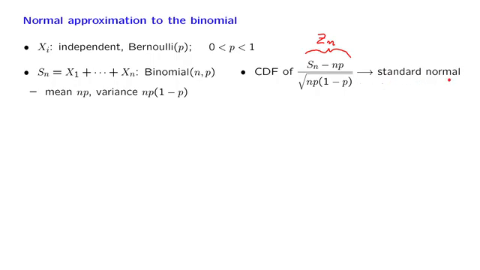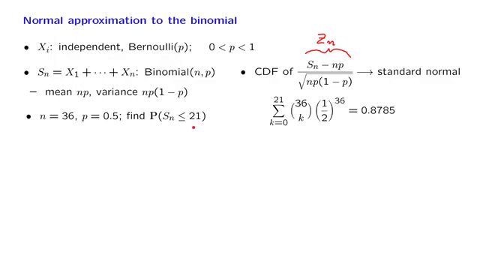So let us use what we now know to calculate some probabilities. Let us fix some parameters. n is 36, p is 0.5, and we wish to calculate the probability that Sn is less than or equal to 21. Now, in this case, we can calculate it exactly using the binomial formula. The probability of being less than or equal to 21 is the sum of the probabilities of all the numbers from 0 to 21, and this is the probability of obtaining a number k. And by calculating this expression, we obtain this number, which is the exact answer.